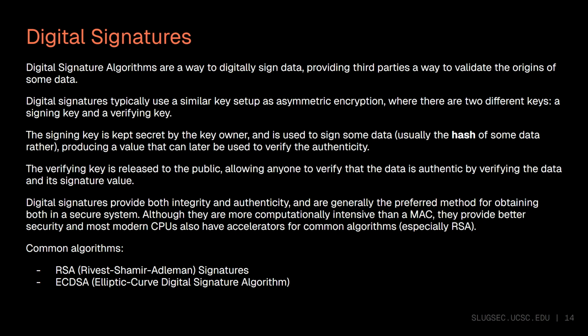And they are more computationally intensive. So most algorithms for digital signatures are slower. They use more CPU power, and they generally are just slower to work with. They usually take more memory as well, but they usually have better security. And most modern CPUs have accelerators. They have built-in instructions for doing these algorithms more efficiently. Common algorithms you've probably heard of, RSA, again, can be used for digital signatures, or ECDSA is the more modern alternative. Most modern secure systems use ECDSA as the signature algorithm. That's what we will be using in this competition if we need digital signatures, which we probably will.